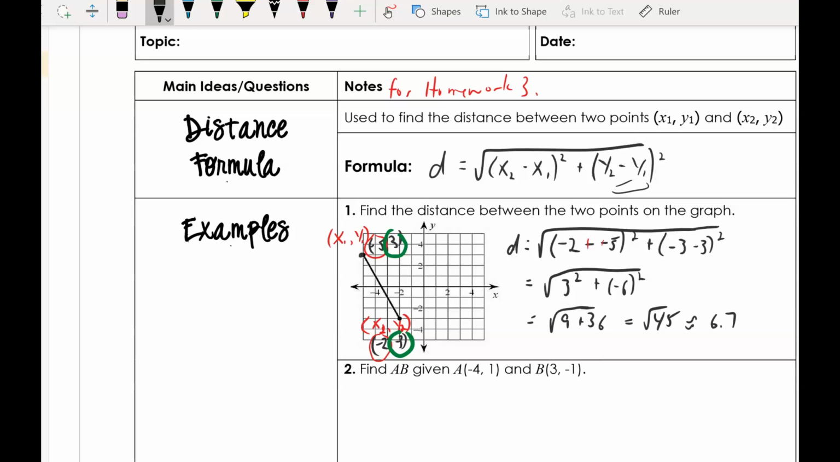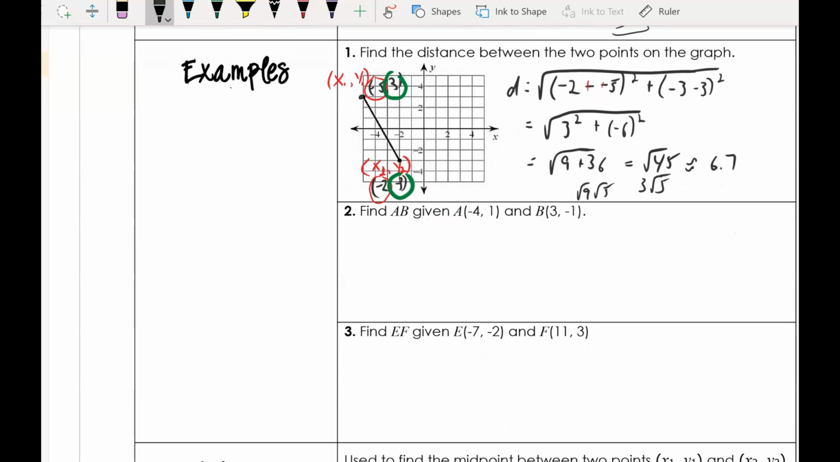Now if you want to take this a little step further, you might remember that the square root of 45 is the square root of 9 times 5. So that's actually 3 radical 5. We're going to review that some more, so if you don't remember that, that's okay for now. If you don't have a graph, you can just use the points. We're going to make this x1, y1, make this x2, y2. And by the way, it doesn't matter which one is which.